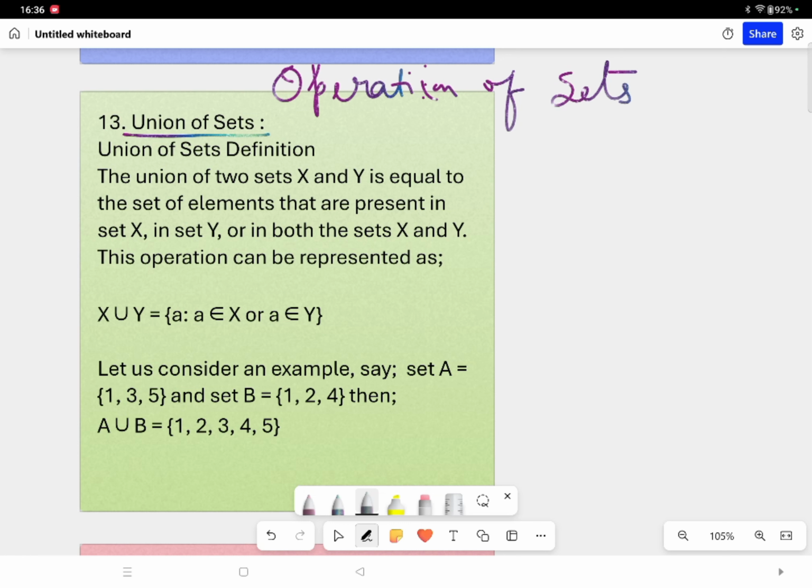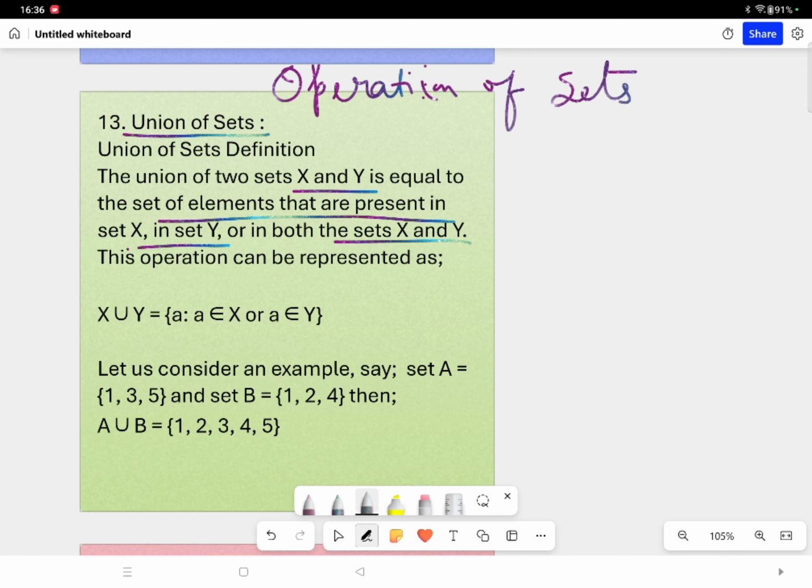Now what did I say? The set of elements that are present in both the sets x and y. Suppose I have taken two sets x and y, then the set which has the elements of both set x and set y will be called the union of sets.